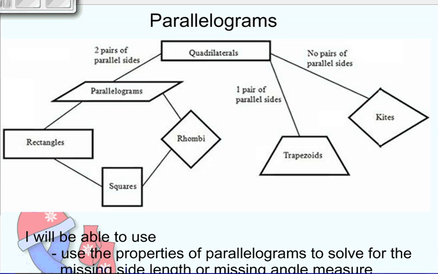Okay, so today we're going to be talking about parallelograms, a specific type of quadrilateral. Remember, a quadrilateral is a figure that has four sides. And we're going to talk about the special properties that parallelograms hold.